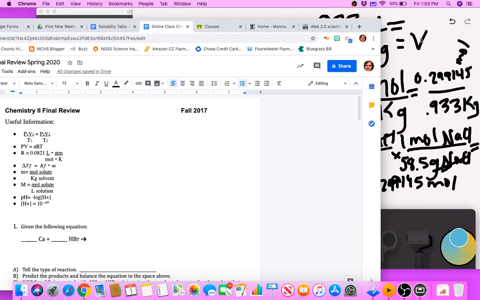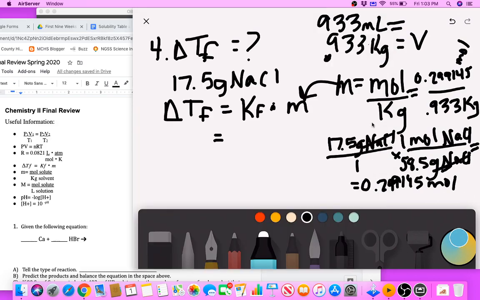Okay, so let's look at what we were doing. We were asked to find delta TF, so we used the equation for delta TF, and that is KF times M, and M is molality. Well, molality is moles over kilograms, so they gave us 17.5 grams of sodium chloride, so we had to convert that to moles. So 17.5 grams of sodium chloride is 0.249145 moles. And so then we put that in our molality equation, and then we have to divide that by kilograms of solvent. They told us we had 933 milliliters of solvent, which is water.